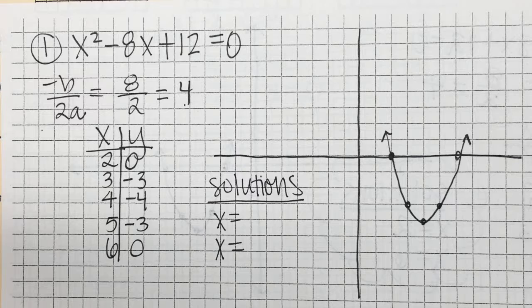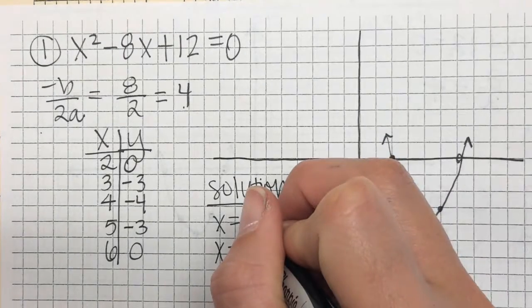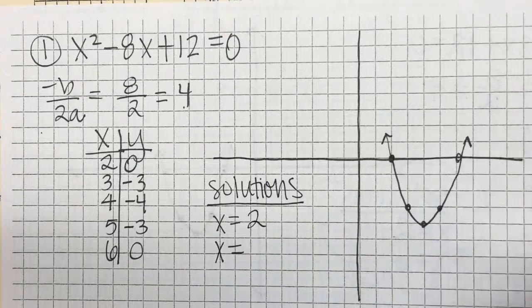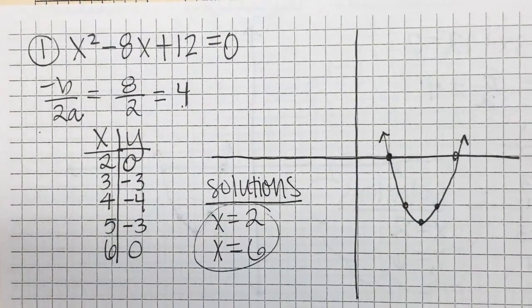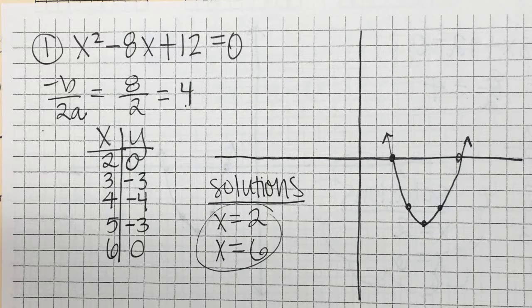This one has how many solutions? 2? How do you know that, Caleb? It crosses the x-axis. And where does it cross it at? 2, 0. And? And 6, 0. Good. So my solutions are x equals 2, x equals 6.